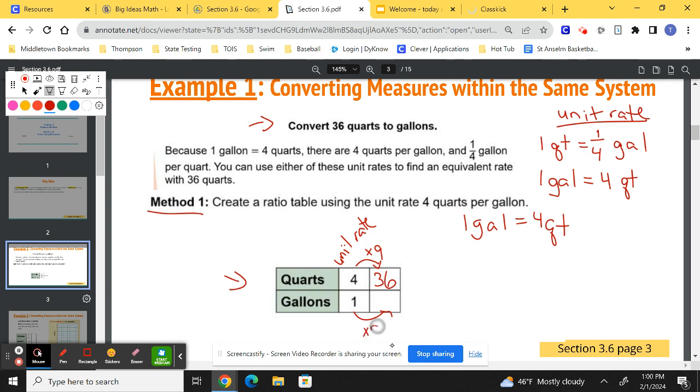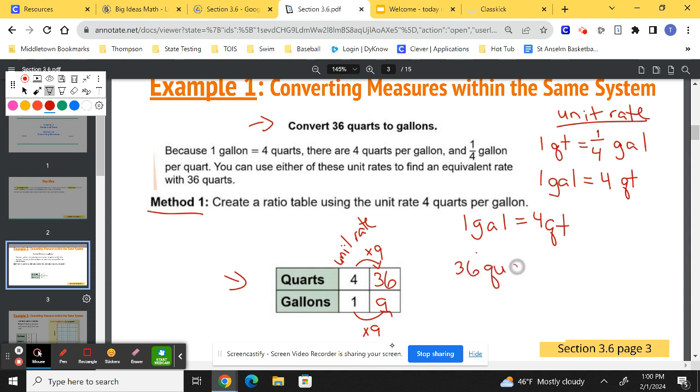All right, so 1 times 9 is? 9. Very good. Okay, so now, what's your actual answer? What's your unit rate? 4. Or no, sorry, not what you're reading. What it says: convert 36 quarts to gallons. 36 over 9. 36 quarts are 9 gallons. Yes, very good. So 36 quarts is 9 gallons. Right.